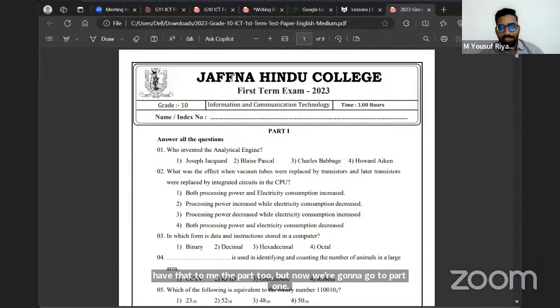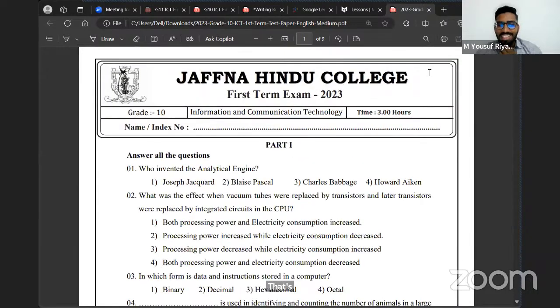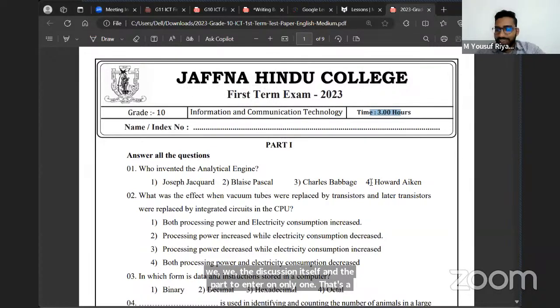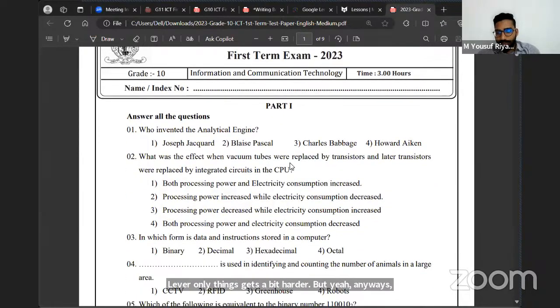So here, this is the Jaffna Hindu College first term paper. It's a 3 hours paper. See, we did the discussion itself, and the part two went around only maximum 1 hour. Imagine you're doing the part two alone. In half an hour, you're done with the paper. Grade 10 first term is very easy. Grade 11 only things get a bit harder. Grade 11 third term a bit more harder. But yeah. Anyways, fine. Let's go to this one now.